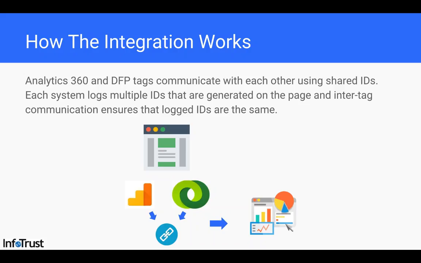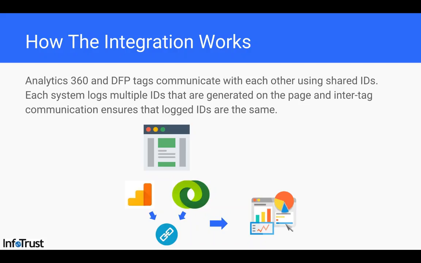If these tags couldn't communicate, Analytics 360 and DFP wouldn't be able to determine which ad impressions match which Google Analytics 360 hits, meaning that within the reporting, we wouldn't be able to say that I had one page view, one ad impression, and one click.